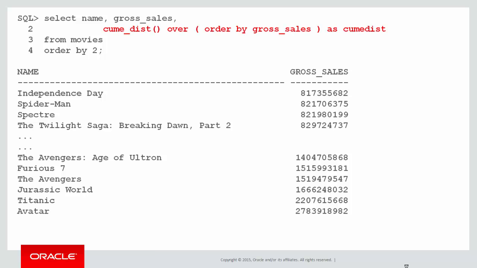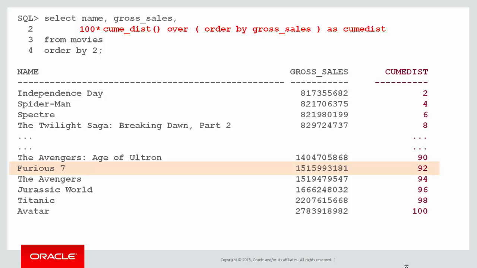So if we run Cume Disk, once again multiplying by 100 to make for readability, we can see for the same data, this time Furious 7 gets a Cume Disk of 92. It includes the row of Furious 7, it is at the 92% mark, greater than the 91.8% of the other rows that we got with percent rank.